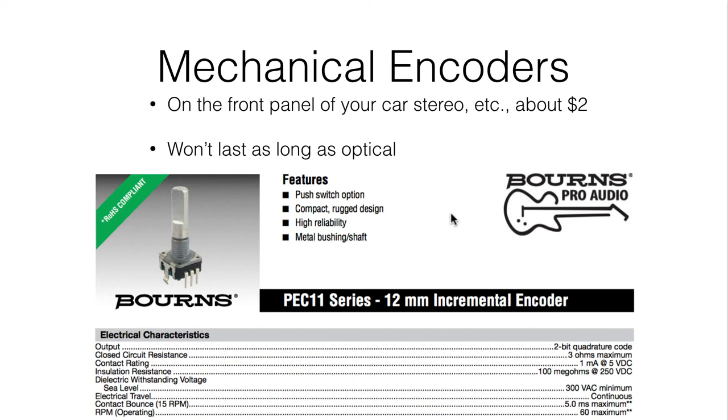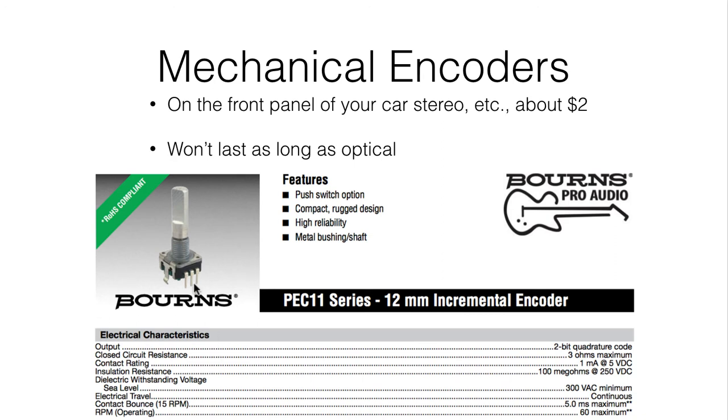Now, mechanical encoders incorporate the same kinds of ideas for incremental encoders. However, they won't last as long as either optical or magnetic encoders, because there's actual switch contacts in there making contact to detect how far things have rotated.